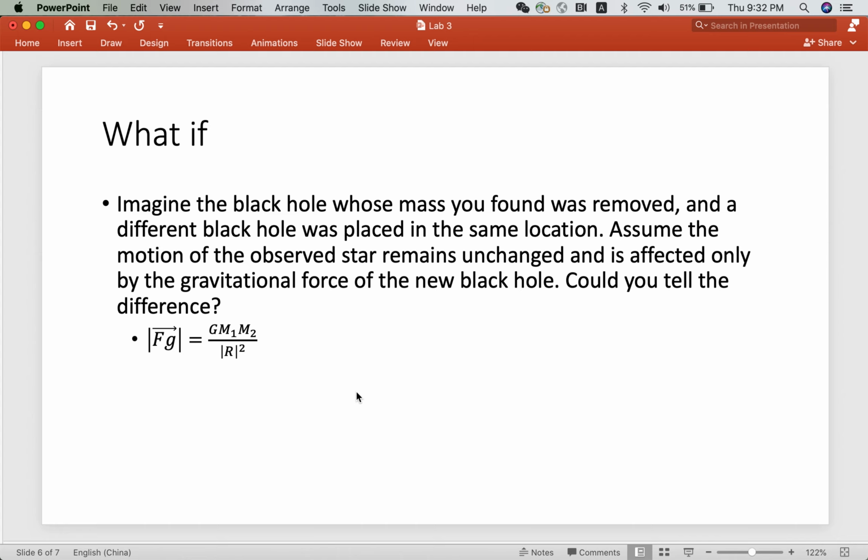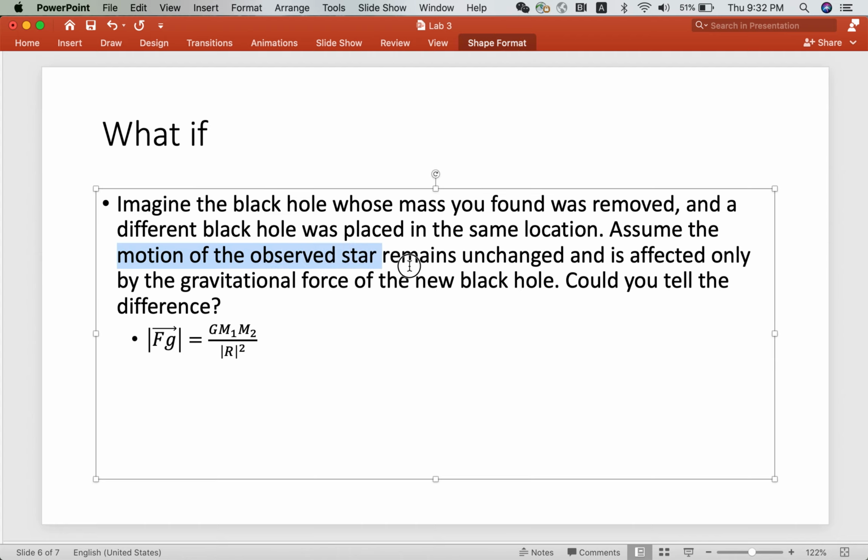And for the what if question, since the motion of the star remains the same, the gravitational force between the star and the black hole is the same, and the distance between the star and the black hole is the same too. And also the gravitational constant and the mass of star remain unchanged. So the mass of the new black hole is the same as the previous one. Therefore, there is no difference.